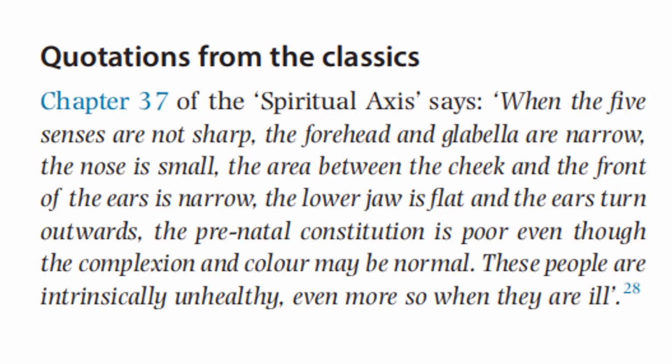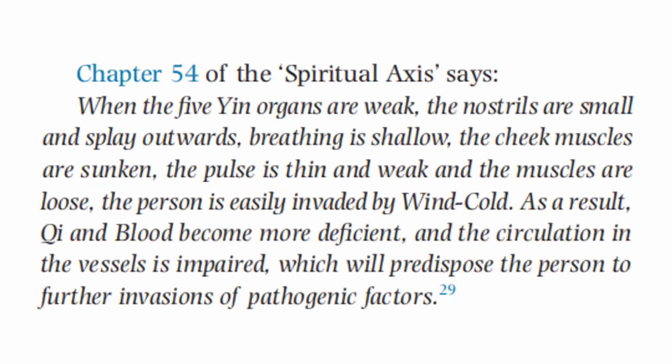Chapter 54 of the Spiritual Axis says, when the five yin organs are weak, the nostrils are small and splay outward, breathing is shallow, the cheek muscles are sunken, the pulse is thin and weak, and the muscles are loose, the person is easily invaded by wind cold. As a result, qi and blood become more deficient, and the circulation in the vessels is impaired, which will predispose the person to further invasion of pathogenic factors.